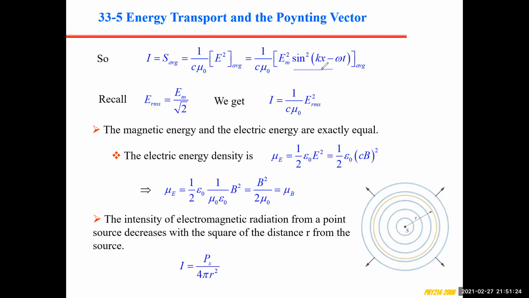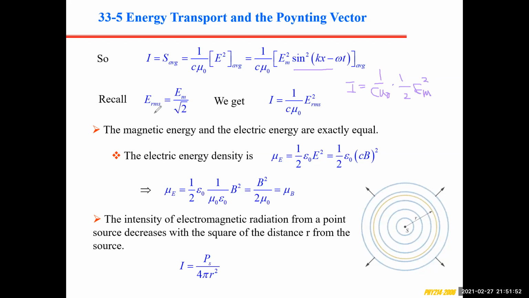Okay, if you're familiar with the calculus, then for a sinusoidal form, the sine squared, when you do the time average, that just gives you 1/2. So our intensity, you will get this value: 1 over c mu naught, and then because that's 1/2, and then the amplitude squared.